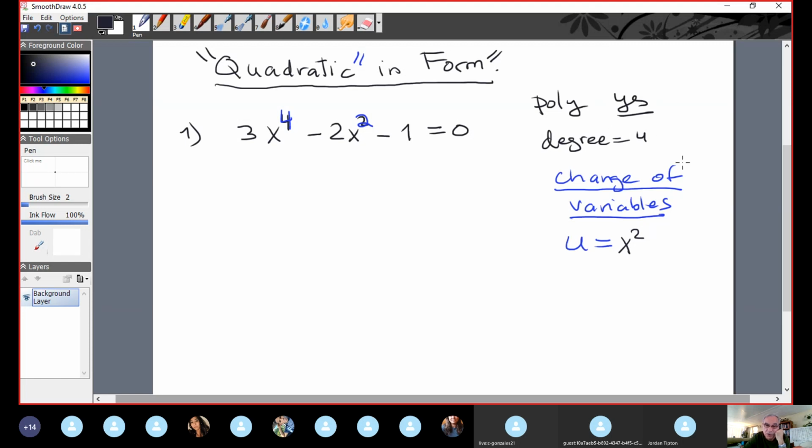But when you are doing the change of variable, you take as u the smaller exponent. So you rewrite the equation now using the new variable u. Obviously x squared is u by definition, no? I create this idea. It's minus 2u.